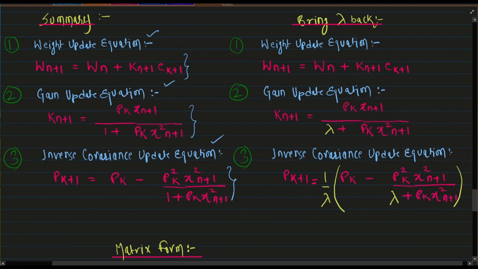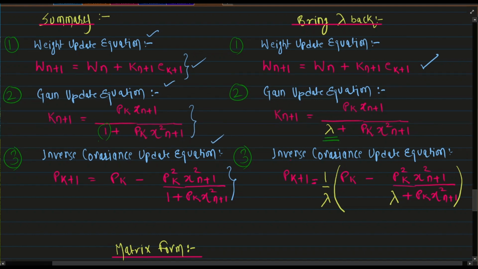Now note that in the beginning, just for simplicity, I had omitted the lambda forgetting factor. Once we get that lambda factor back into this derivation, there are some minor changes required. The weight equation remains the same, just like previously. The gain update equation undergoes a minor change: instead of this 1, we have lambda here.